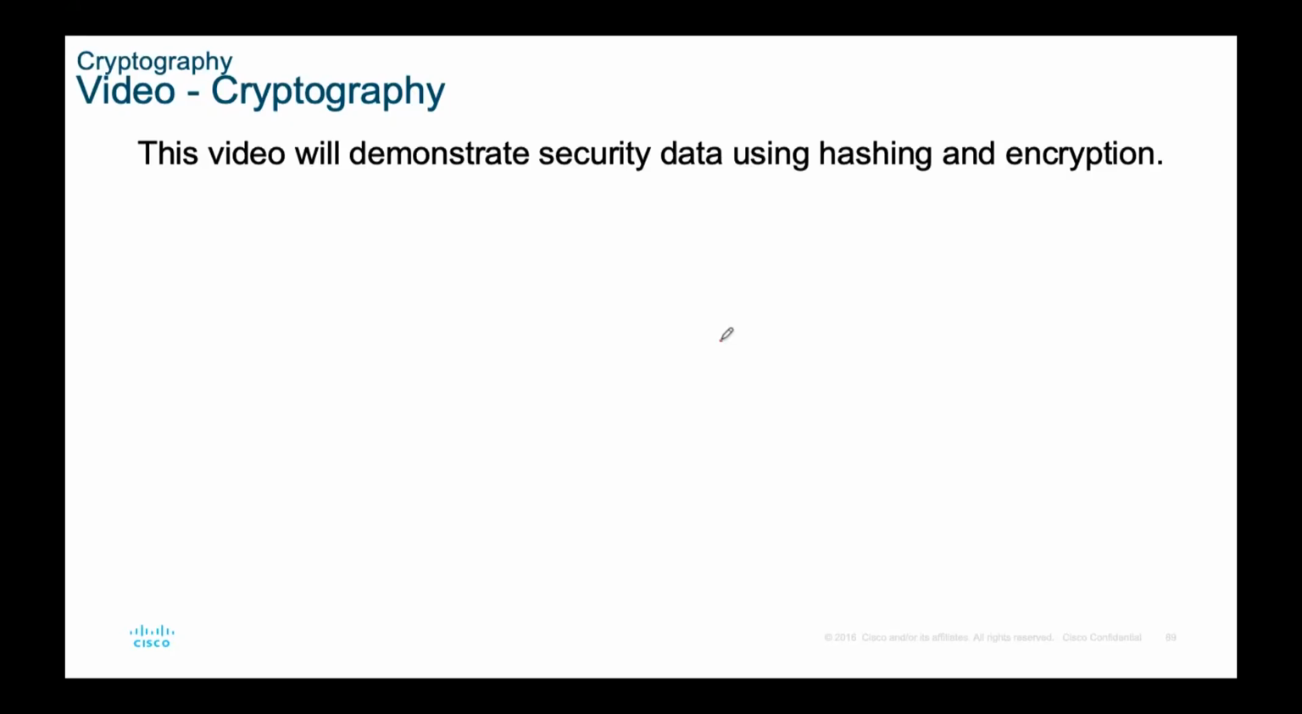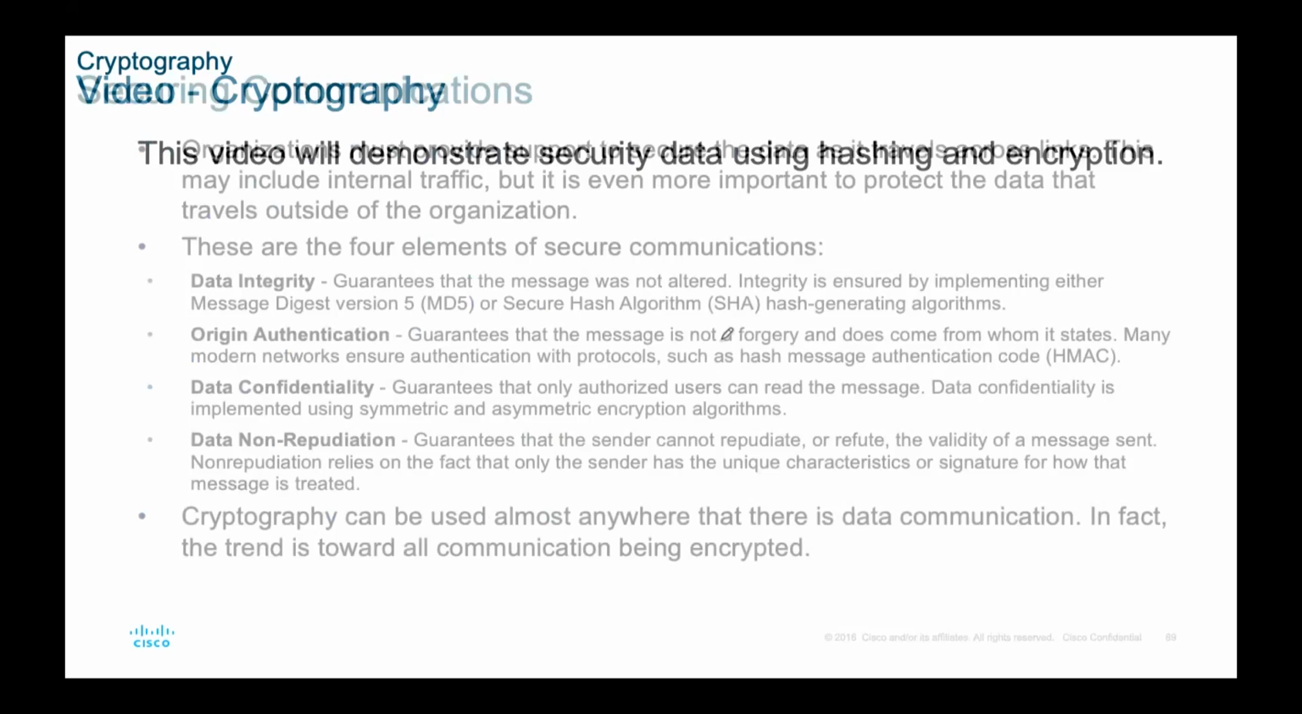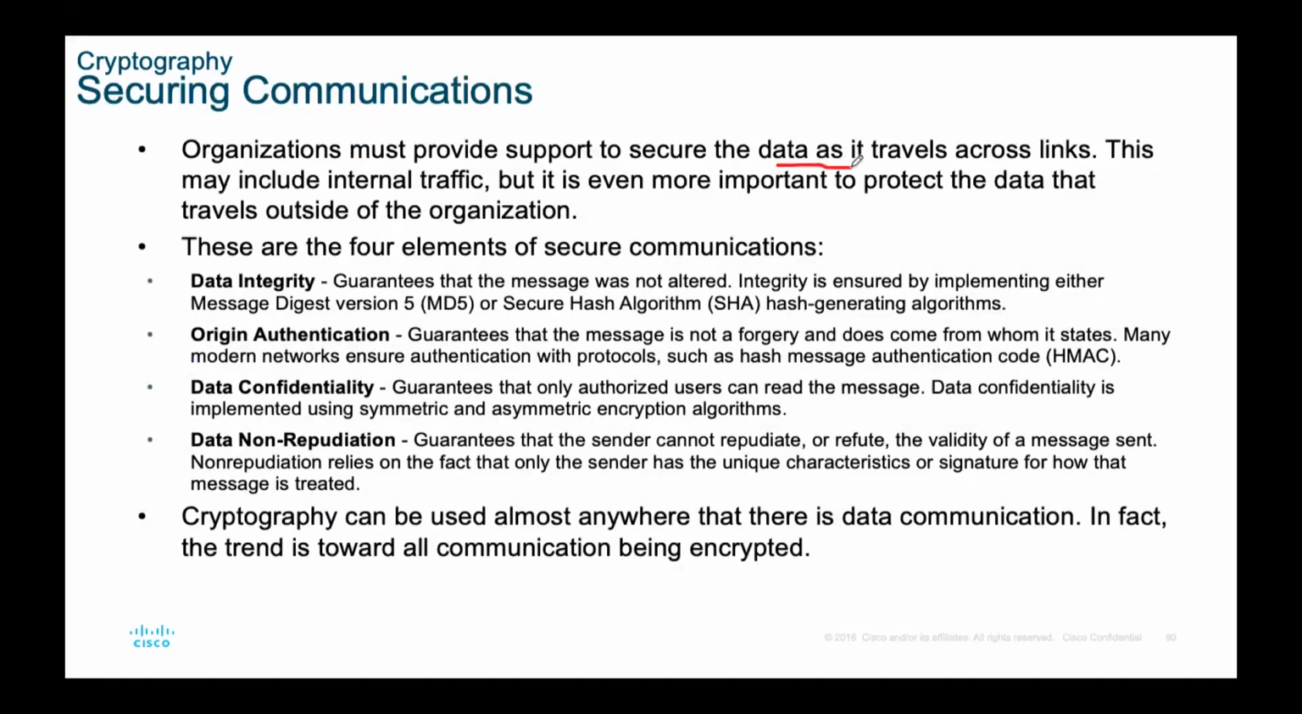Okay, that's regarding cryptography. Securing communication: organizations must provide support to secure data as it travels across a link. This may include internet traffic, but it is even more important to protect the data that travels outside of the organization. These are the four elements of secure communication.